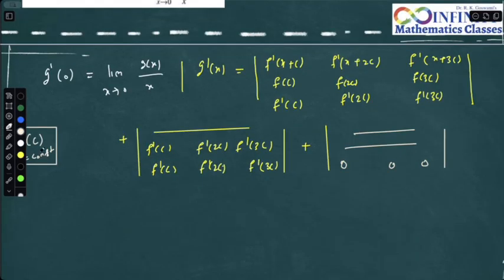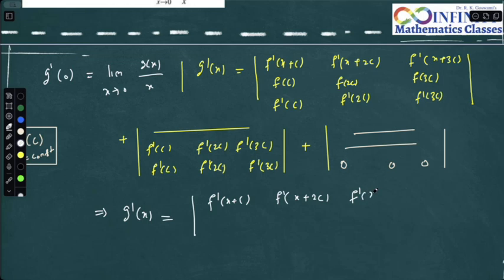Now, because the last two determinants are going to be 0, if you ask me what is G prime x, it is going to be the first expression only. Now I'm asking your help. Just plug x equals 0 there and try to get the limit answer.